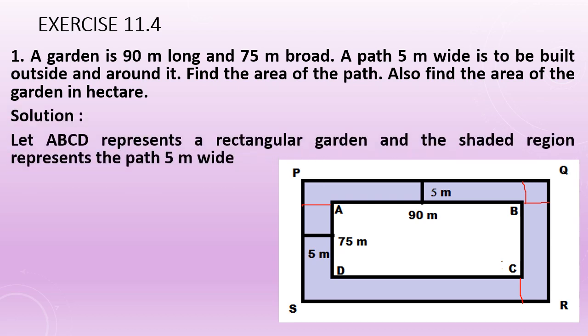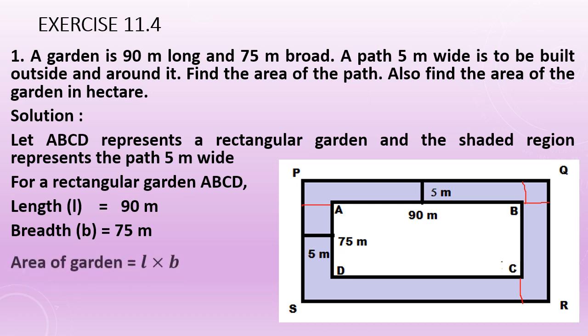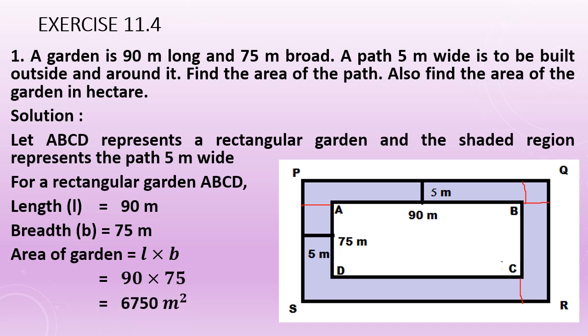Now we can move to the question and we can write how to solve. Let ABCD represents a rectangular garden and the shaded region represents the path 5 meter wide. So for rectangular garden ABCD, length equal to 90 meter, breadth equal to 75 meter. Then what we have to find? We have to find the area. Area equal to length into breadth. 90 multiplied by 75, which gives 6750 meters square. Now we can find the area of PQRS. For that, first we can find the length and breadth of PQRS.